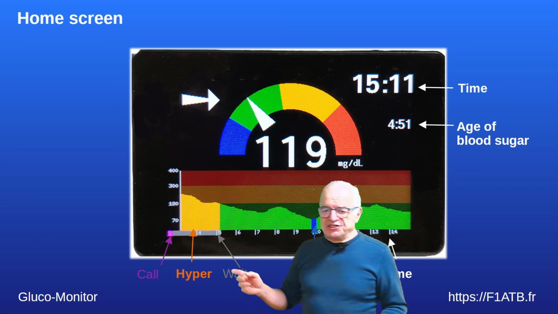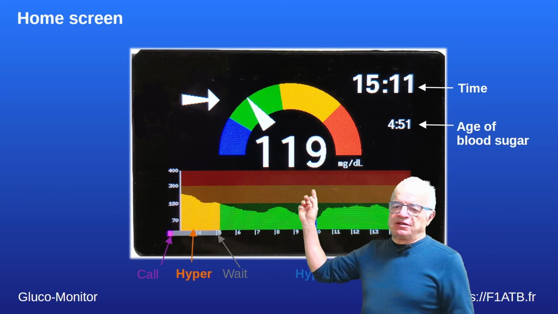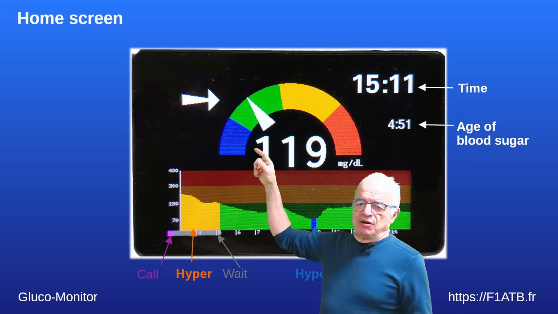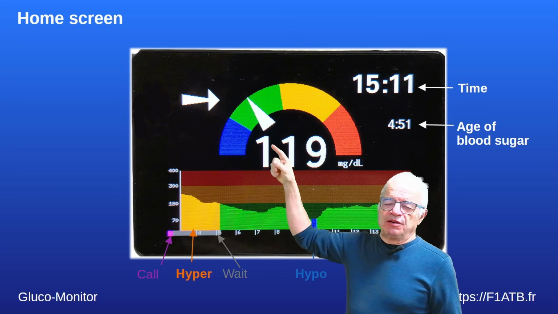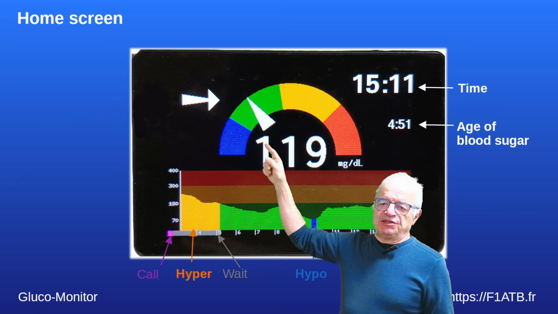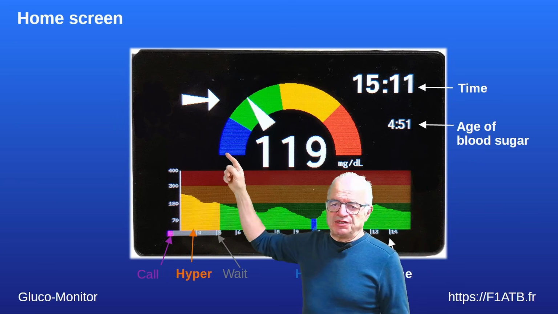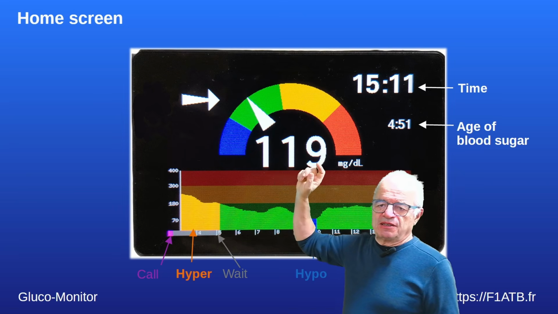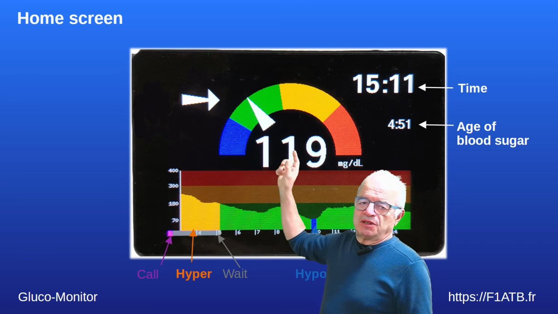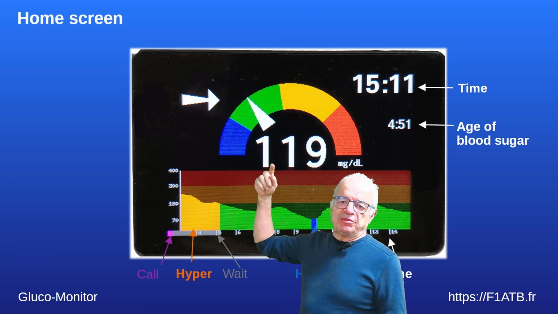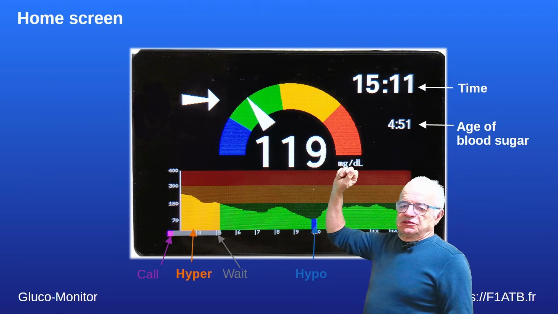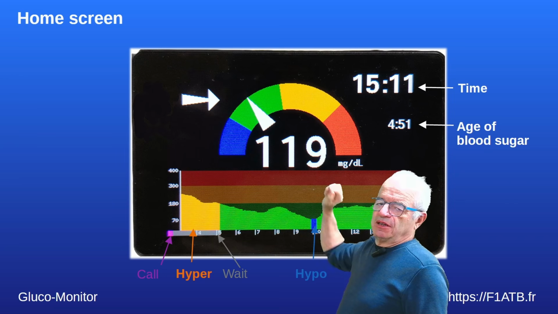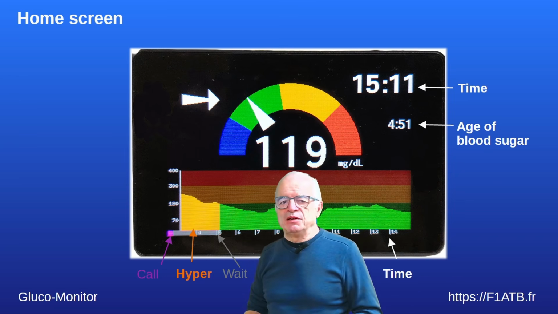What is displayed on the main screen? In the center, you have the glycemia in milligrams per deciliter, and you have 4 sectors. One sector in blue: when the white arrow is on this sector, that means hypoglycemia. When the arrow is on the green sector, glycemia is correct. The 2 thresholds of the green zone are defined by the application FreeStyle Libre 2 or 3. The orange sector is when you are in hyperglycemia, and the red sector, you have a big hyperglycemia.